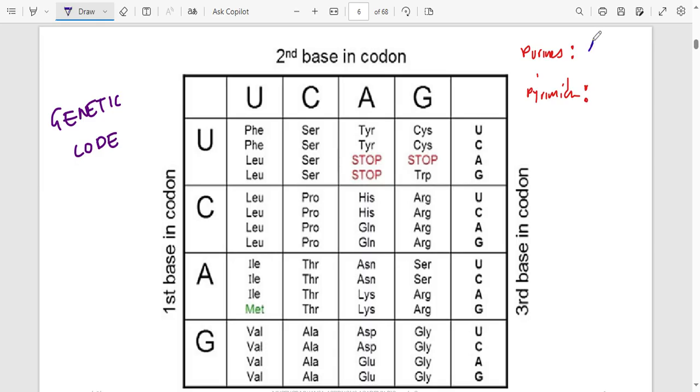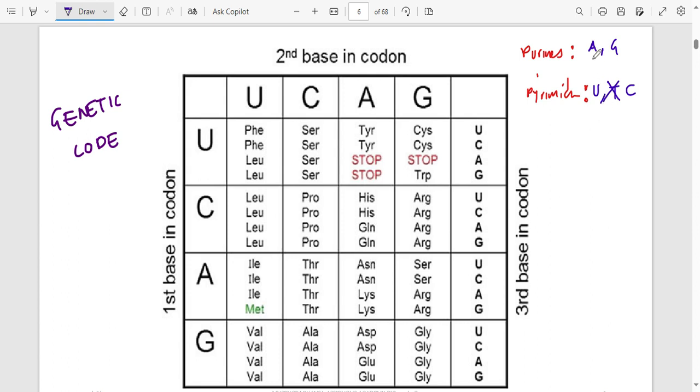Excellent. So we have got guanine and adenine. And then for the pyrimidines, we have got uracil, thymine, and cytosine. Okay, these. But then what you need to take note of is that because the genetic code is found on mRNA, we don't have thymine.